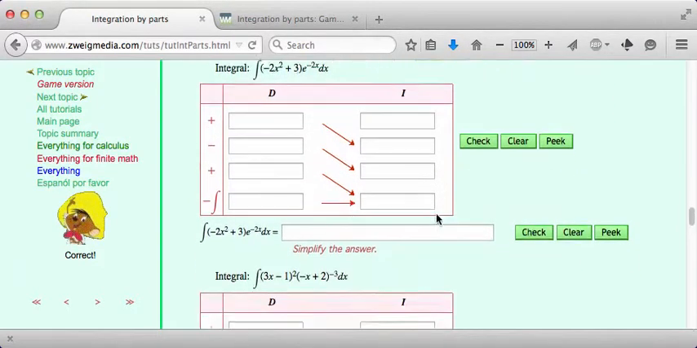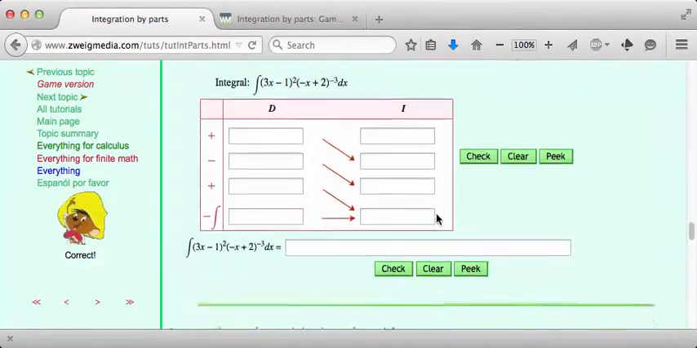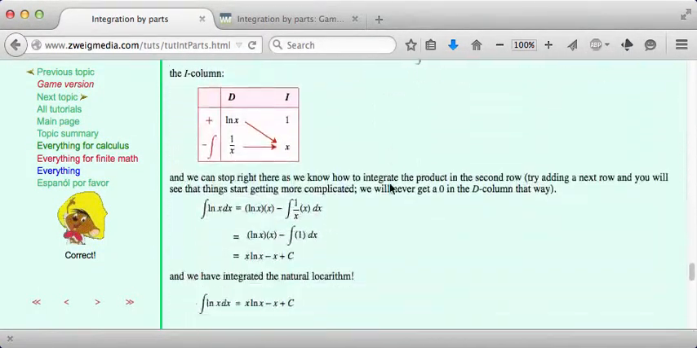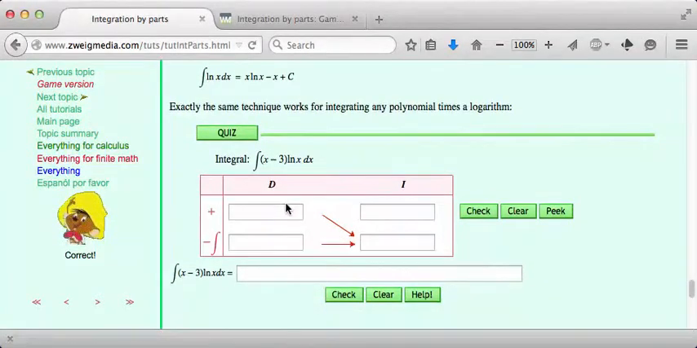If you keep going through this, you will get tons of practice on it, and further down, we're talking about polynomials times logarithms. Remember, when you have a polynomial times a logarithm, you put the log in the D column. I'll write it as ln of x like that, and I'm going to put the x minus 3 in the I column. And let's see if it's right so far. So far it's right. You can always check partial results.